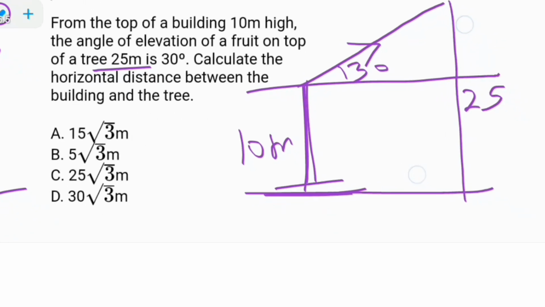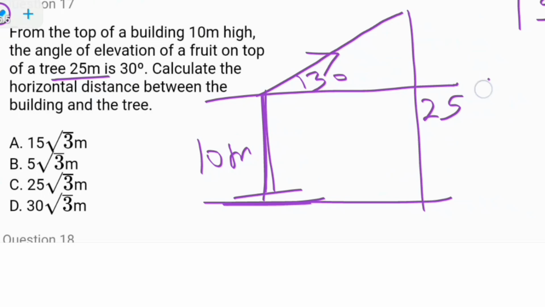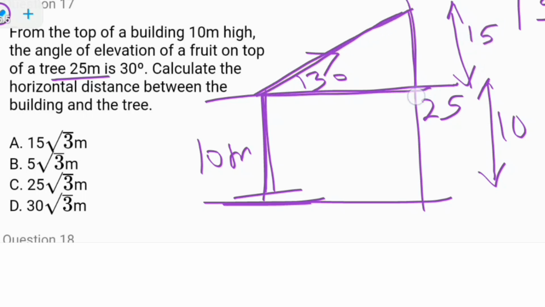So you can easily see that if here is 10, this place too will be 10. And if that's true, this place will be 15, because 25 minus 10 is 15. So the triangle will now be this small right angle triangle that is here. So you're looking for this distance, x. This side is 15 now. So all you have to do is find this distance.